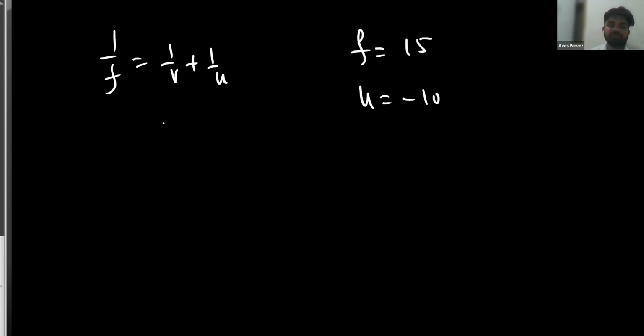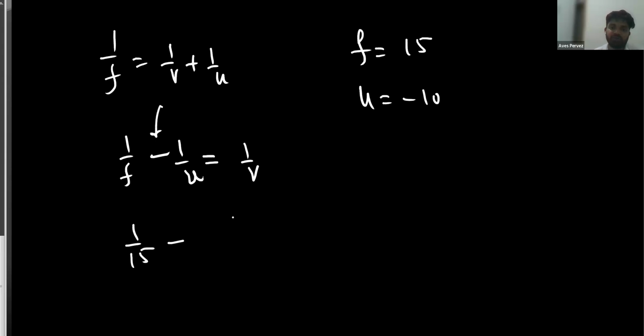Okay? Convex mirror. Now what you need to calculate is v. Sometimes students make mistakes here by interchanging. First write this formula: 1 upon f minus 1 upon u is equal to 1 by v. Now using this formula, 1 upon f is 1 upon 15, minus. This is the minus sign of the formula, but you have to put it with your own minus sign. You can also consider it this way, because 1 upon minus 10 is also equal to minus 1 by 10.